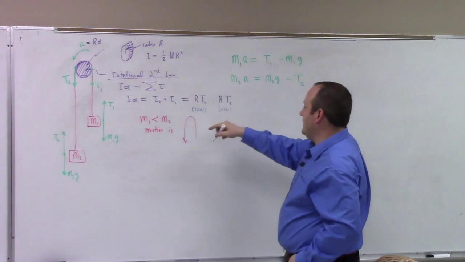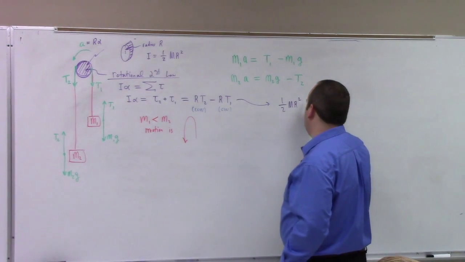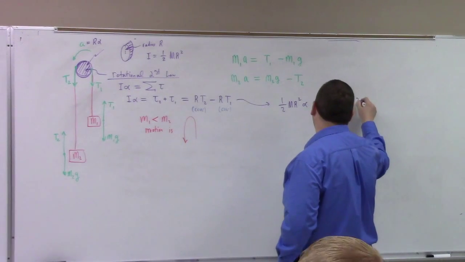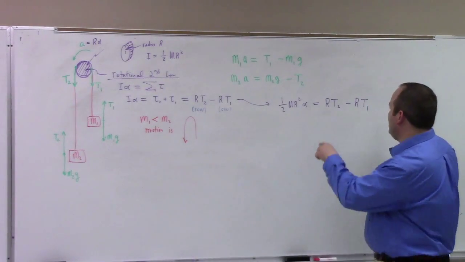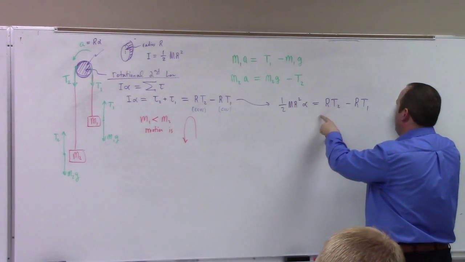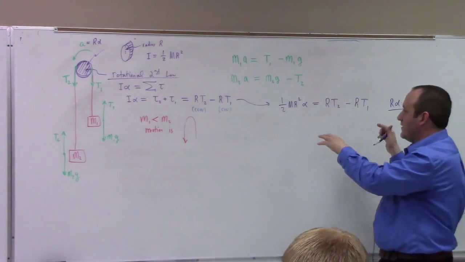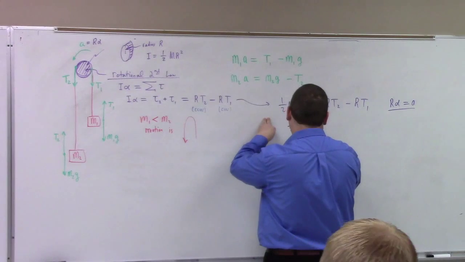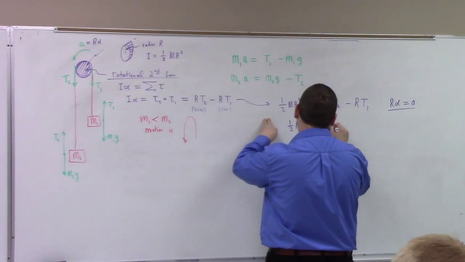Anyway, so this, you've got to see what this is. This is 1/2 m r squared alpha is equal to R T2 minus R T1. Now, because I'm going to have to solve 3 equations and 3 unknowns, I want to change this to a corresponding linear equation. So what I do is remember that alpha times r is equal to a, and then divide this equation by r. What this gives me is 1/2 m a is equal to T2 minus T1.